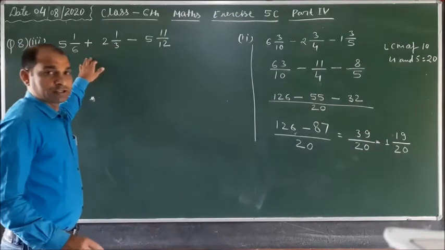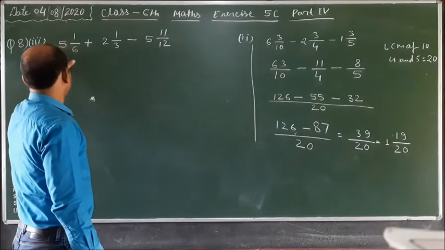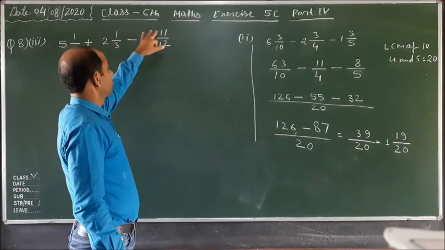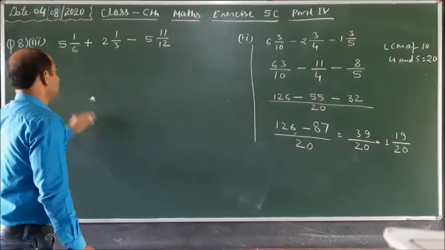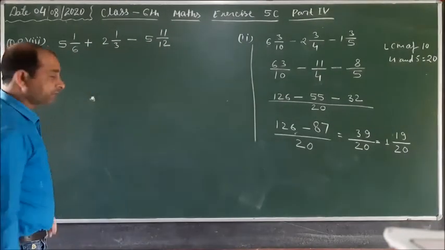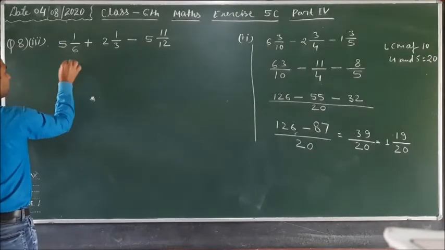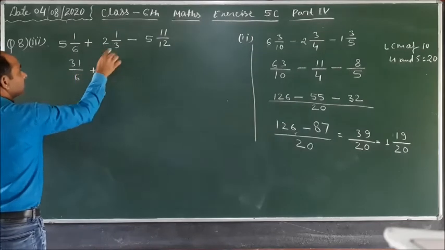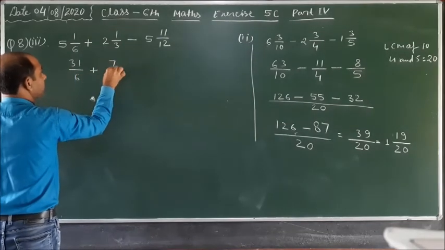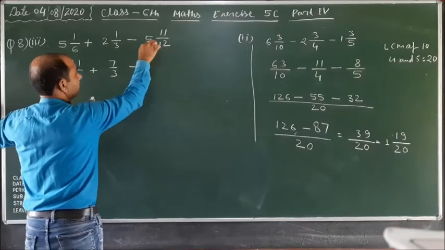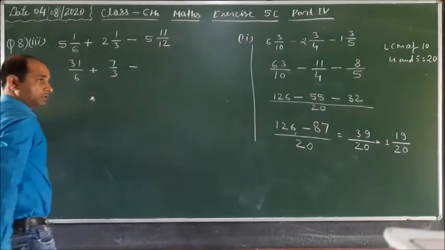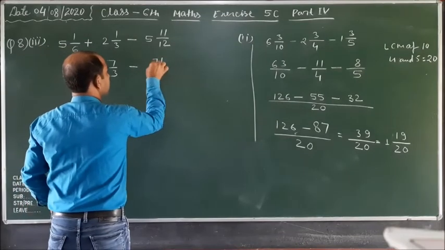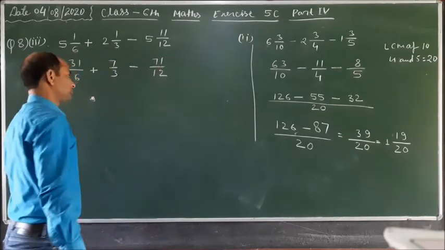Now the third question is, dear children, 5 whole 1 by 6, 2 whole 1 by 3 minus 5 whole 11 by 12. Now first we change it to the improper fraction. 5 6s are 30 plus 1, 31 upon 6. 3 2s are 6 plus 1, 7 upon 3 minus 12 5s are 60. 60 plus 11 equals 71 upon 12.